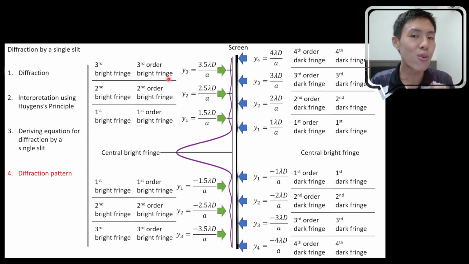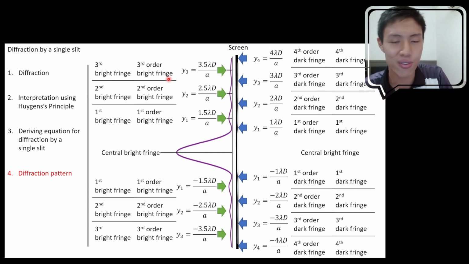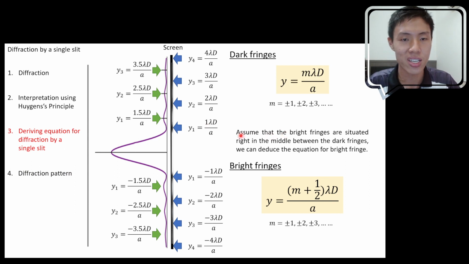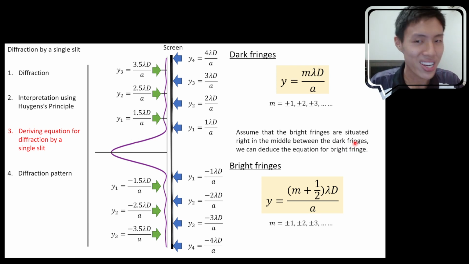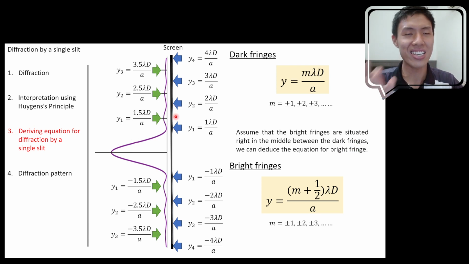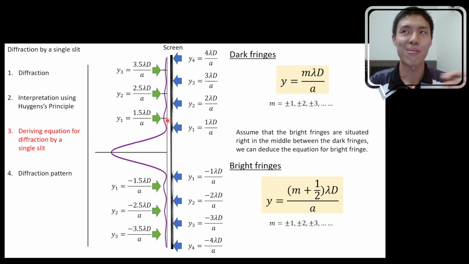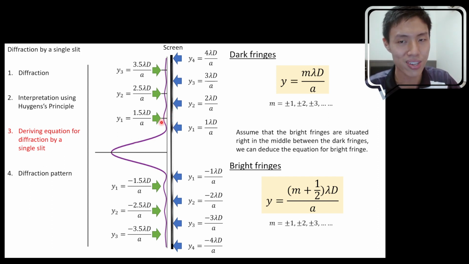Before we finish, I'm actually done with the explanation for diffraction, but there's a little bit of a caveat that I want to mention. I made an assumption that the bright fringes are situated right in the middle between the dark ones. It's not exactly true, actually. It is an okay assumption, but if you do the experiment or read university books, it's slightly debated. The bright is not exactly in the middle between two dark fringes. It can be slightly to the left or slightly to the right.